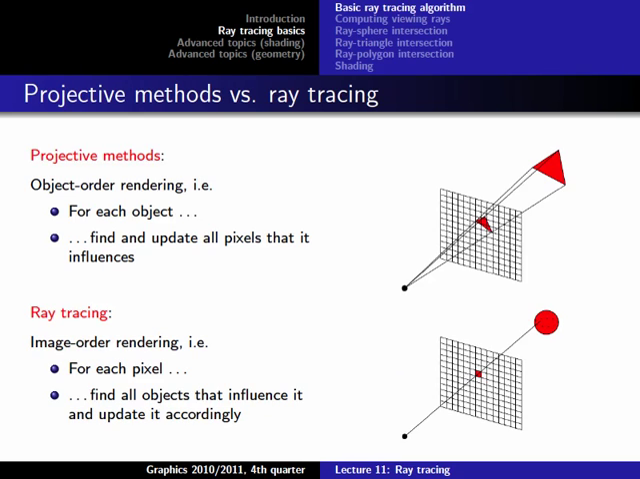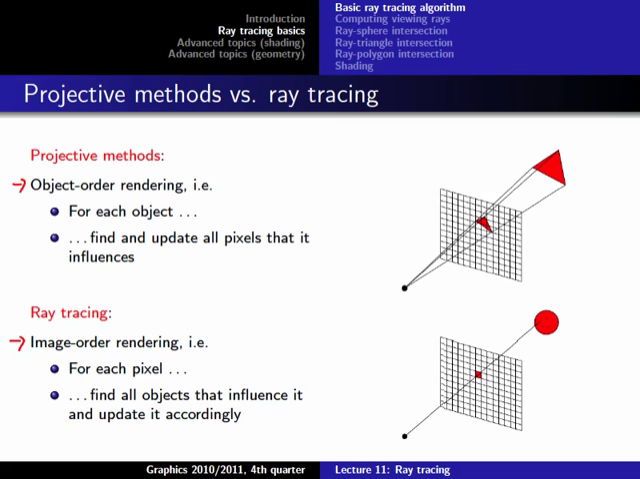So let's look into ray tracing. I already said that if we compare ray tracing with the projective methods, it really looks like the opposite. Indeed, we usually classify projective methods as so-called object order rendering, whereas for ray tracing we often speak of image order rendering. Actually, it's the other way around: image order rendering is a type of algorithm, and ray tracing is a special instance of that kind of approach.